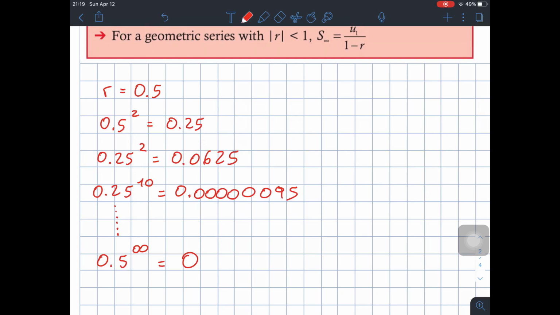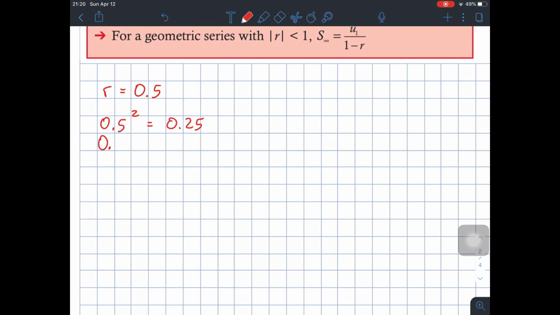0.0625. And then, sorry, there's a mistake here. Let me see, this should be 0.5 cubed. Yes, this is fine. So let me change this a little bit. If we do 0.5 cubed, we would get 0.125. Then 0.5 to the power of 4, we would get 0.0625. You see that as we're increasing the exponent of this common ratio, which is less than 1, the answer we're getting is smaller than the original term, and it's getting smaller each time.